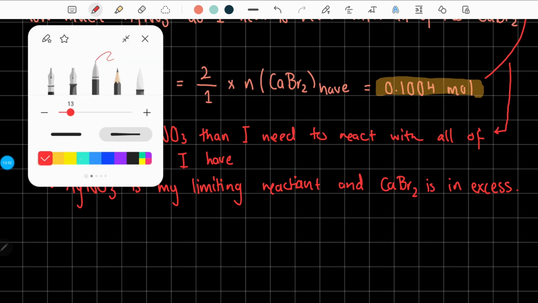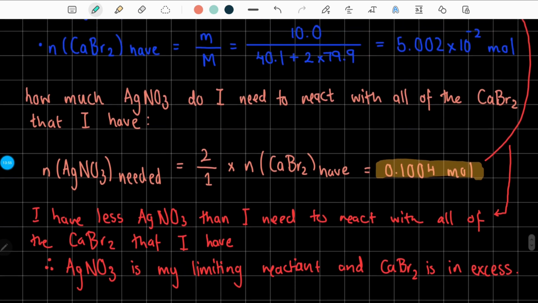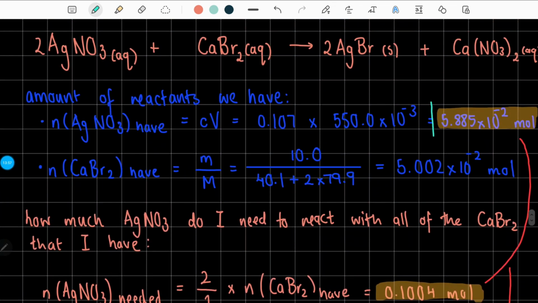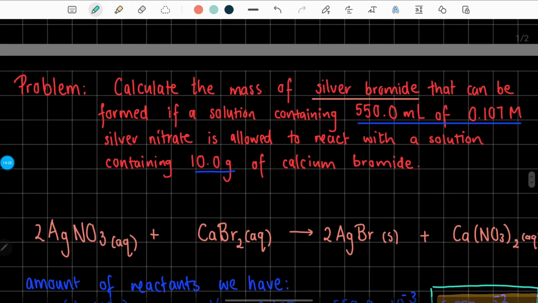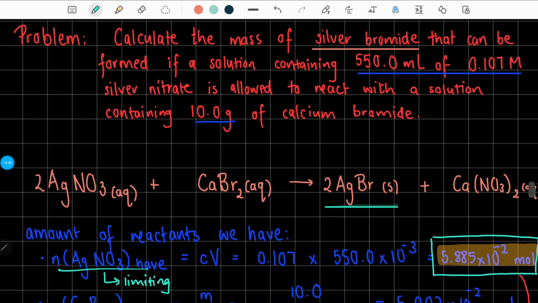Now what you're going to do, this is the final stretch, is use the amount of silver nitrate in order to do your subsequent calculations, okay? Because silver nitrate is now deemed as the limiting, okay? If we had said that calcium bromide was your limiting, then you would use the number of moles of calcium bromide for your further calculations, all right? Cool. Now, the question finally asked us to find the mass of silver bromide, so this one here.